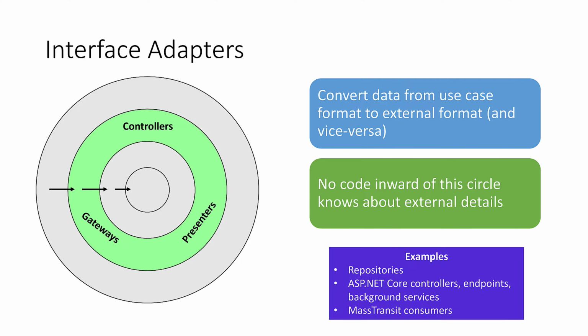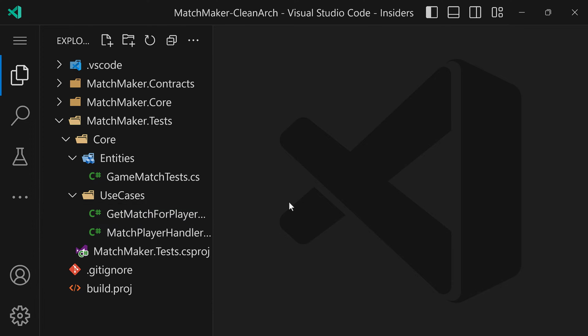For examples of this, in terms of gateways, that would be our repositories, right? Classic repository pattern. And in terms of controllers and presenters, we can have the ASP.NET Core controllers, endpoints, background services. We also could have things like the MassTransit consumers, right? So those are kind of the interface adapters, but let's see how that maps into an actual ASP.NET Core implementation.